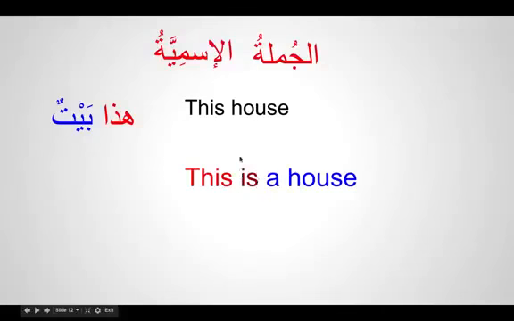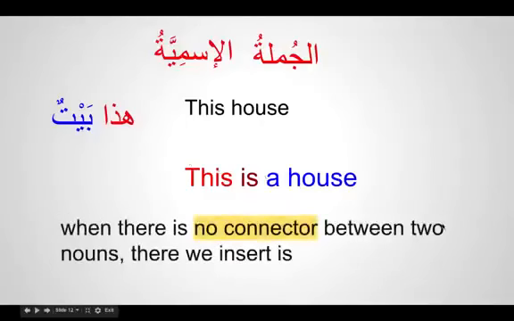I'm going to tell a little bit more about how to figure out when to put the is. If you see two words and there is no connection in between them, there is no other word coming in between them, and there is no other way of establishing any connection, they're not directly related to each other, then at that point, we can insert an is. If you see here, Hadha is a demonstrative pronoun, and Baitun is a noun. So there is no connection in between them. So instead of just saying this house, we can say this is a house. So when there is no connector between two nouns, then we can insert is.